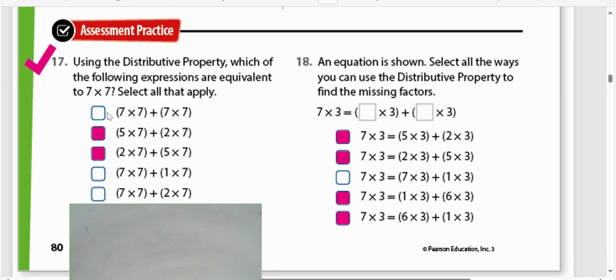Using the distributive property to find the result of 7 times 7. Okay, we have 7 times 7. We can write 7 equals 5 plus 2, and then 7 repeated. Or we can write 7 equals 2 plus 5 and then 7 repeated here and 7 here. And also 7 times 3, we can write 5 plus 2 equals 7, or 2 plus 5 equals 7, or 1 plus 6 equals 7, and 3 repeated.